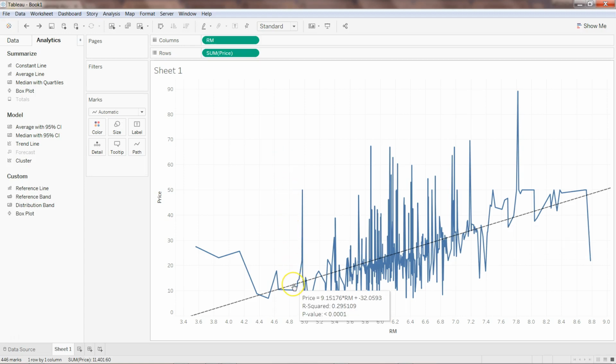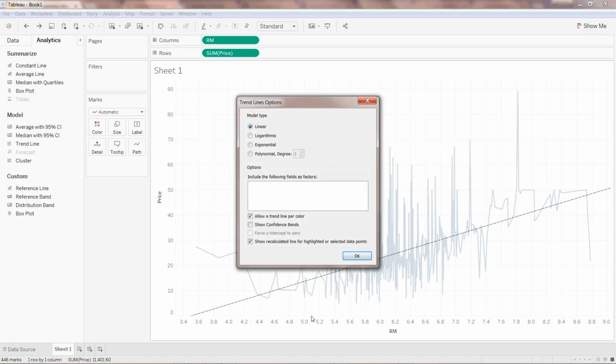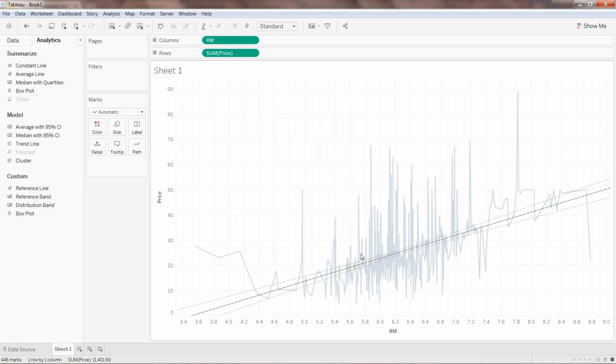After fitting the trend line, what I can do is add the reference band to get a confidence interval, because whenever we are predicting, giving just the actual prediction value does not help, because there is an error. So what we need to do is provide the upper boundary and lower boundary for how much it can vary. So I can right click over here, click on edit trend line, and here I have show confidence bands, and I'll click OK.